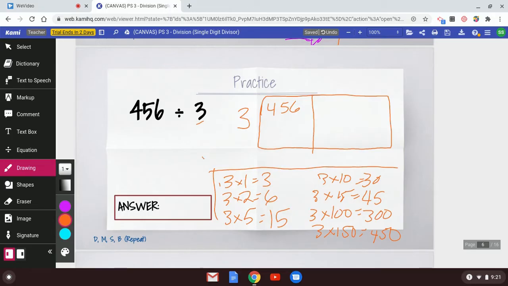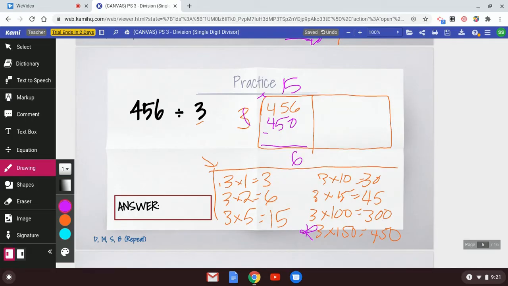Look down here in my knowledge bank. Do I have anything that is close to 456? Yeah, I have 450 right here. So I'm going to put 15 up here and say 15 times 3 equals 450. Then I'll subtract, and I'm left with 6.